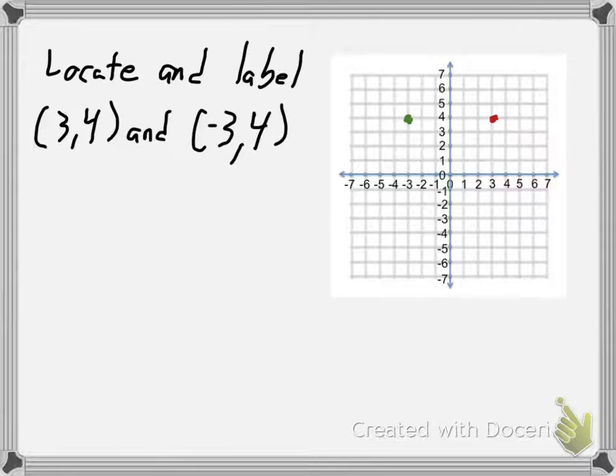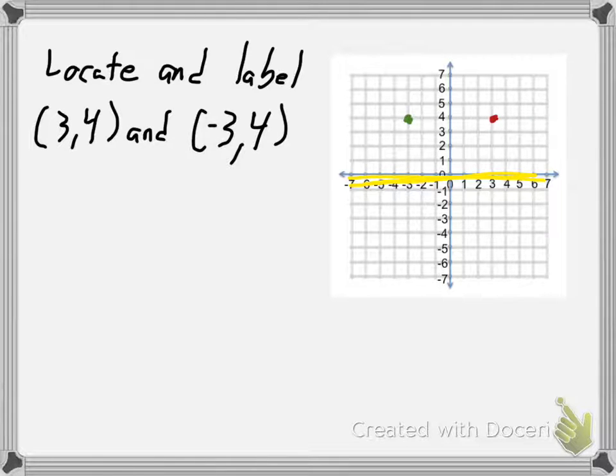Now, looking at these 2 points, what do I notice that they have in common? What do I notice that is different about them? Well, what they have in common is they're both 4 places up on the y-axis. So they both have the same distance there. If I'm looking at my x-axis, though, I'm noticing there's a difference here. One of them is 3 spots to the left. One of them is 3 spots to the right.